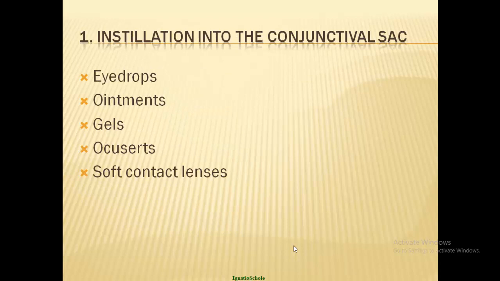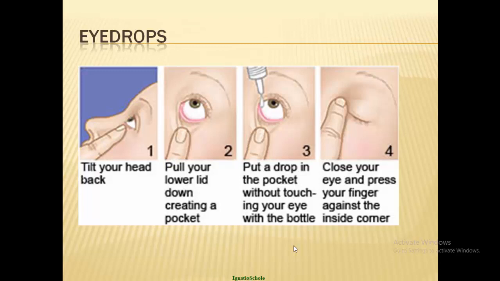So instillation into the conjunctival sac. Out of them, the important one is eye drops and ointments. Others are not so important, although they are used. Eye drops is the most often used route.